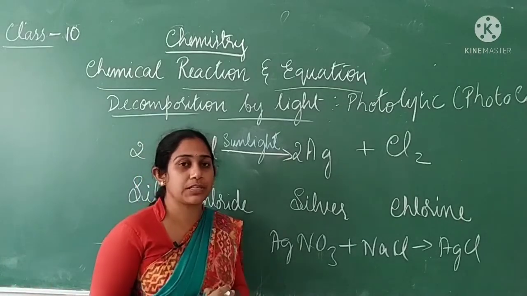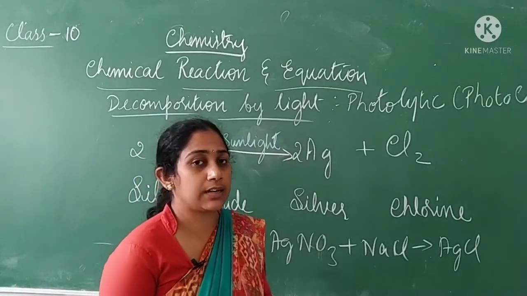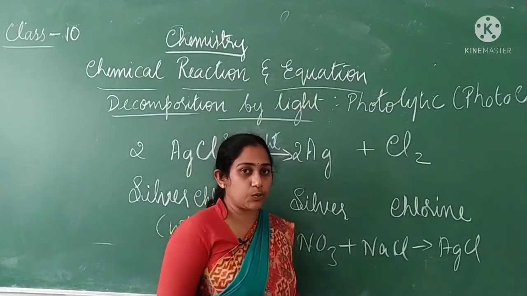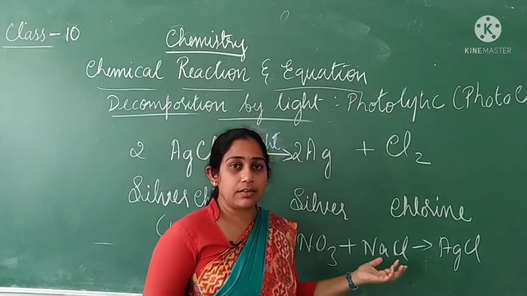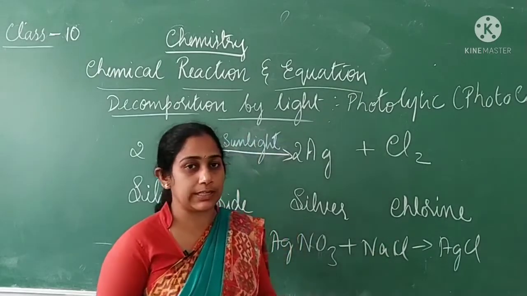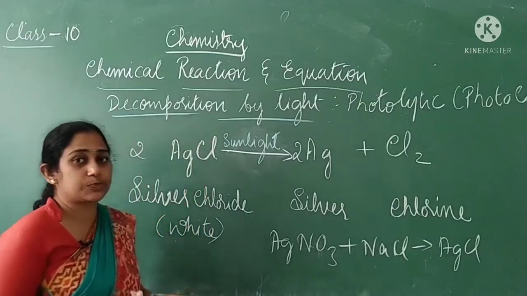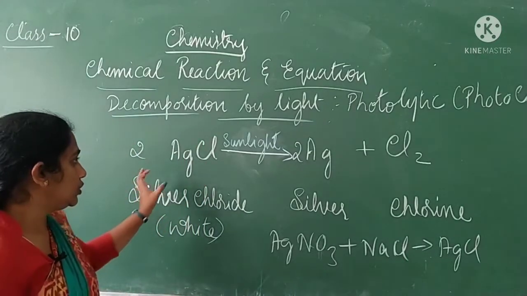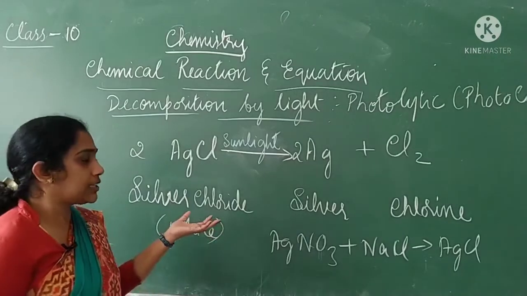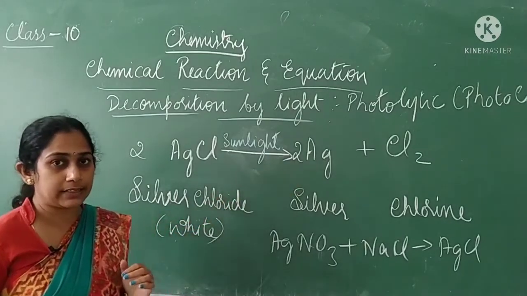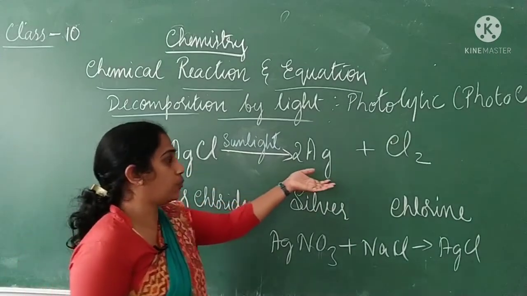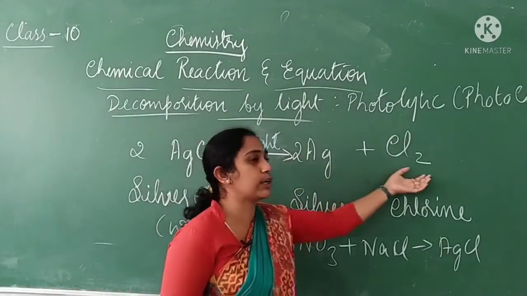You may get a question in the exam: why is silver chloride salt stored in a dark container, or why is it stored in a dark room? Because it is a light sensitive compound which gets decomposed on exposure to light. So what happens when it is exposed to light? Let us see. If we take silver chloride in a china dish and keep it outside in sunlight, it gets decomposed to form two products called silver and chlorine gas.